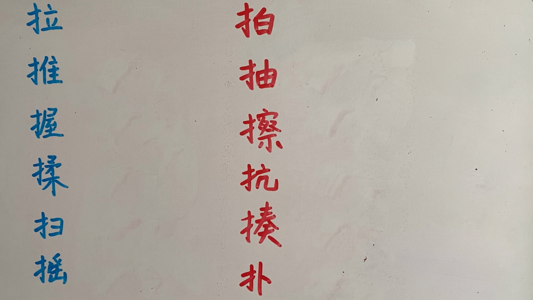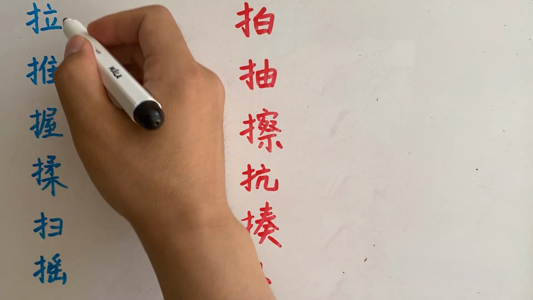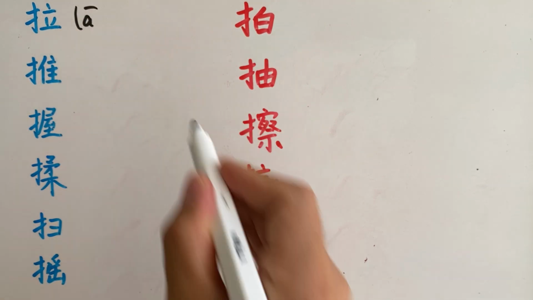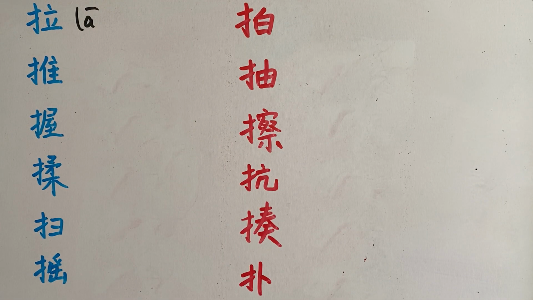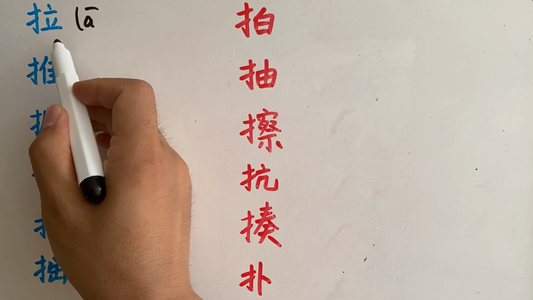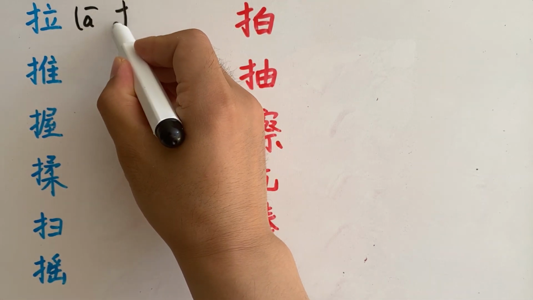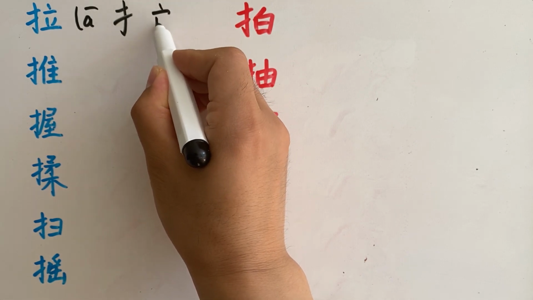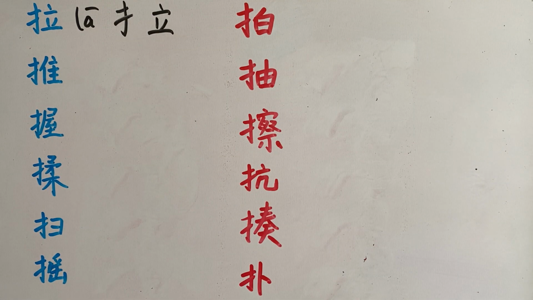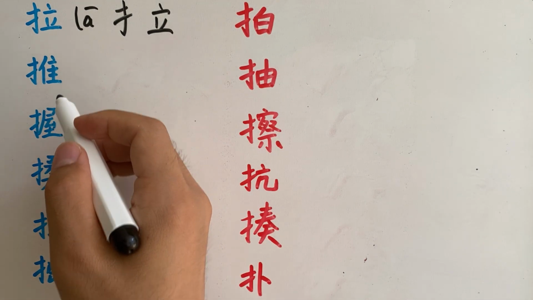So the first one, this row, the first one, 拉, this one, 拉, Chinese 拼音 拉, it means to pull. So if you go into a restaurant, right, the glass door, you will see pull or push, right? Pull, push. So this one is pull. It's written like this, the left part and the right part. 拉 to pull.